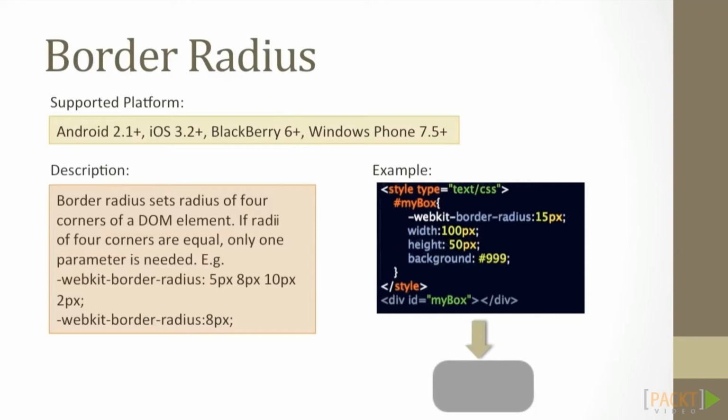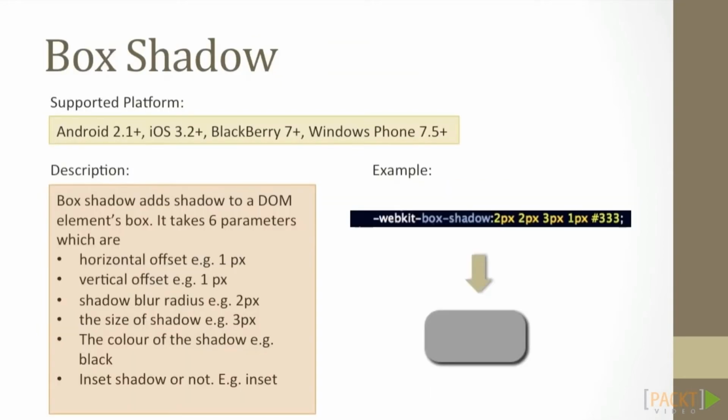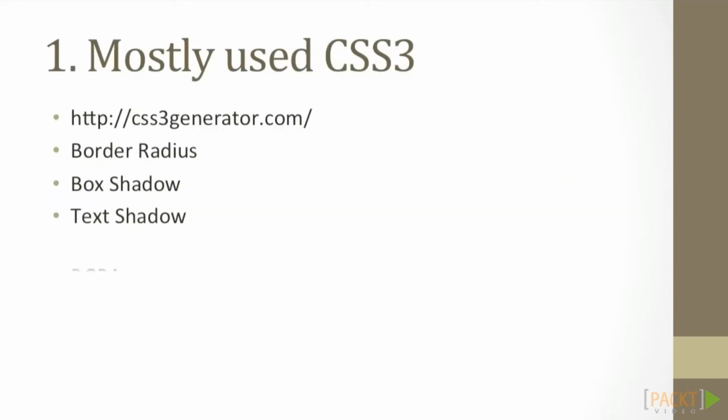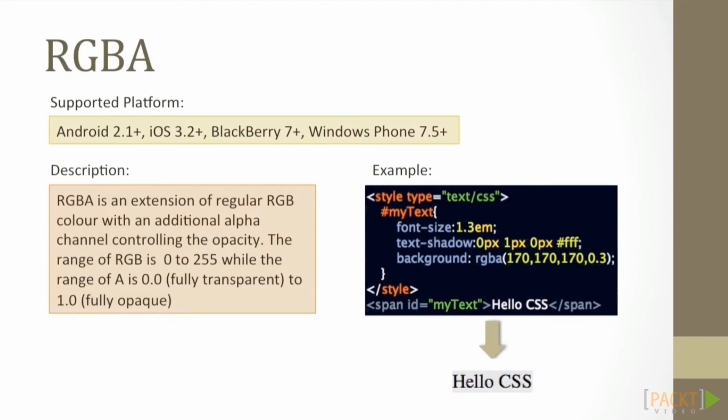The border radius property sets the radius of the four corners of a DOM element. It uses few resources. The box shadow property adds a shadow under a DOM element. It uses few to medium resources, depending on the size of the shadow and the blur radius. Text shadow property is similar, but adds a shadow under the text. It likewise uses few resources. We can create an iOS-like embedded text effect easily with this.